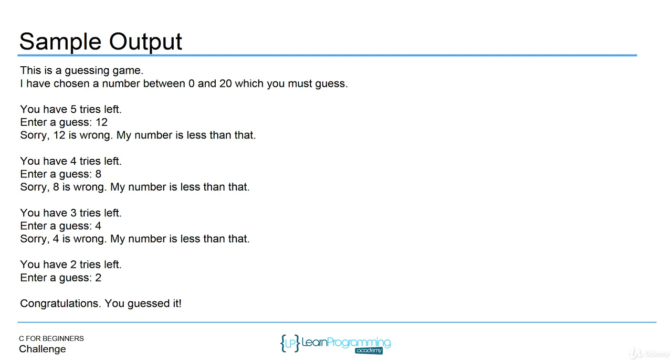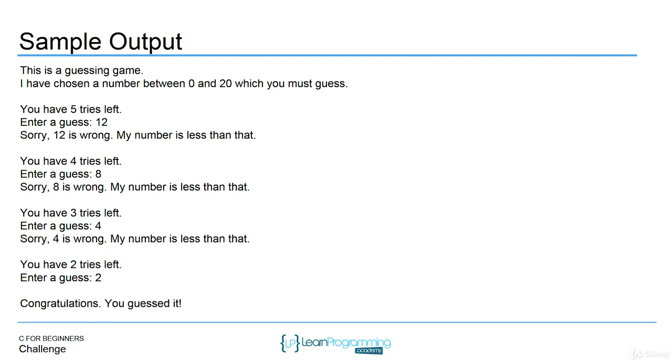They were supposed to enter their guess. They entered 12, and I printed out, sorry, 12 is wrong. My number is less than that. And then I displayed, you have 4 tries left. Then they entered a guess of 8, and I said, well, 8's wrong too. My number is less than that. And then they entered 3.